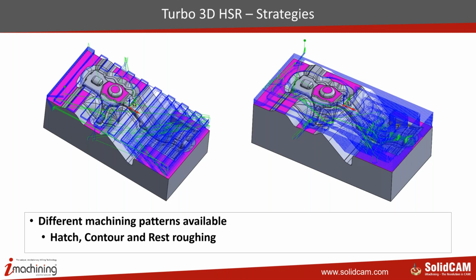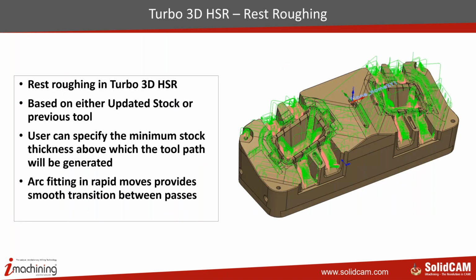Inside Turbo 3D HSR, as I already told you, we have 3 strategies. You can do hatch, contour, and rest roughing. These are the 3 different machining patterns which are available. Inside Turbo 3D HSR rest roughing, you have both the options.